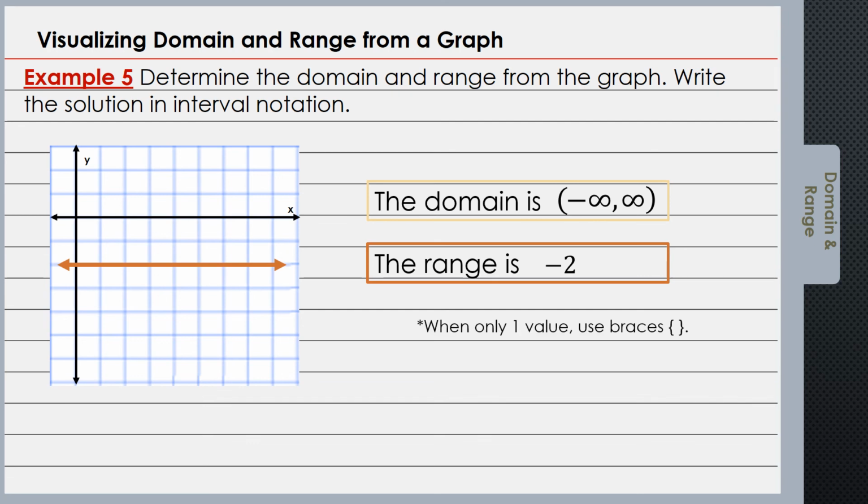Now, when you only have one value, such as this, you cannot use brackets or parentheses. Instead, you must use a different grouping symbol known as braces. So that would be your range.